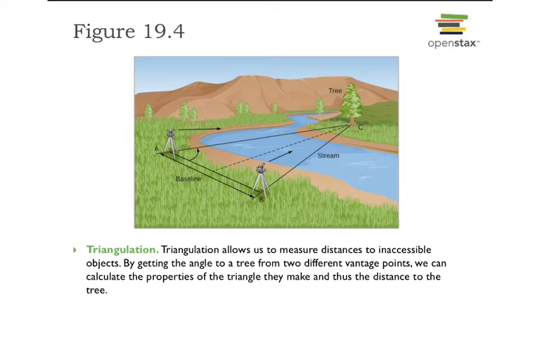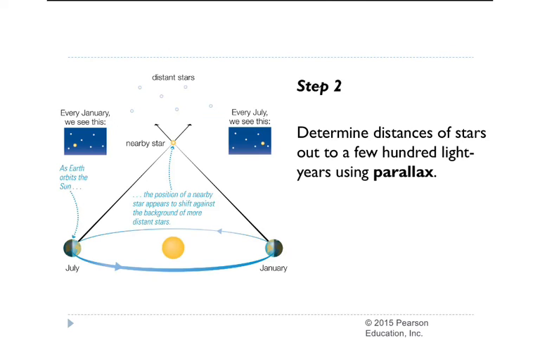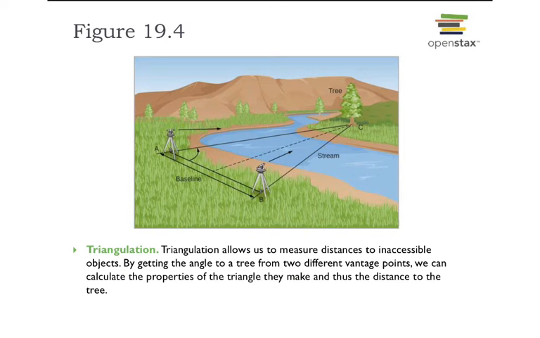Now our baseline here would actually end up being 2 AUs. So we would have to measure a star when we're on one side of the sun, then wait 6 months until we're on the other side. Now, if you recall, parallax was difficult because of the distance of the stars, so this will only get us so far.